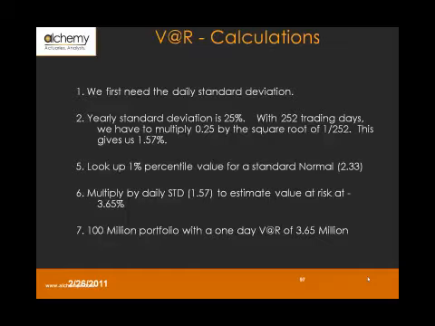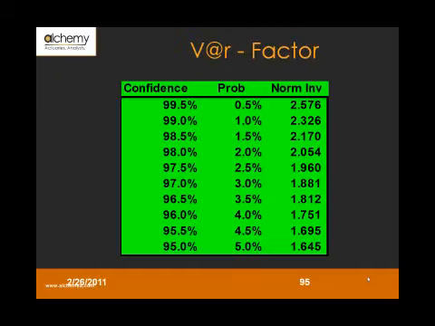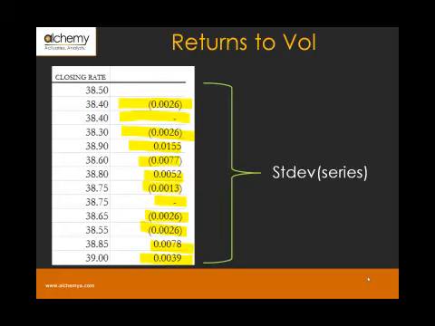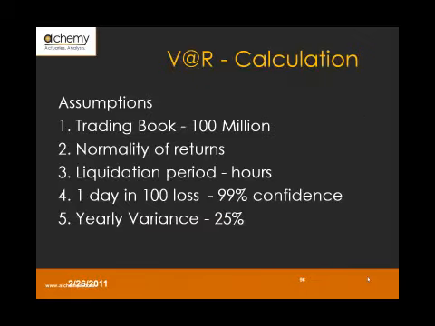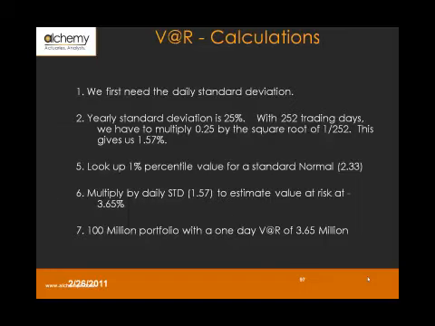Now, if we take all of this together and use that as an estimate or as an input to our process for calculating value at risk, the next series of steps are here. So the daily standard deviation, the yearly standard deviation is 25%.